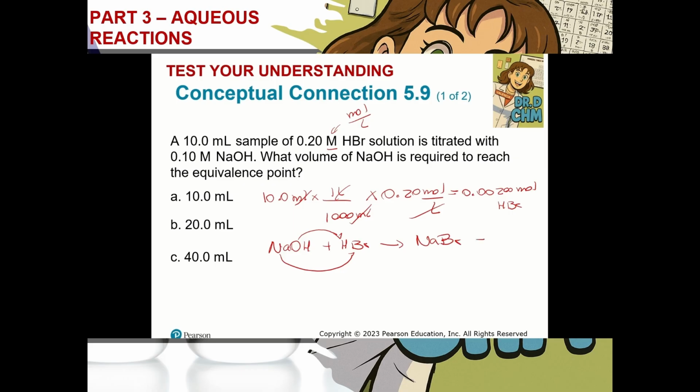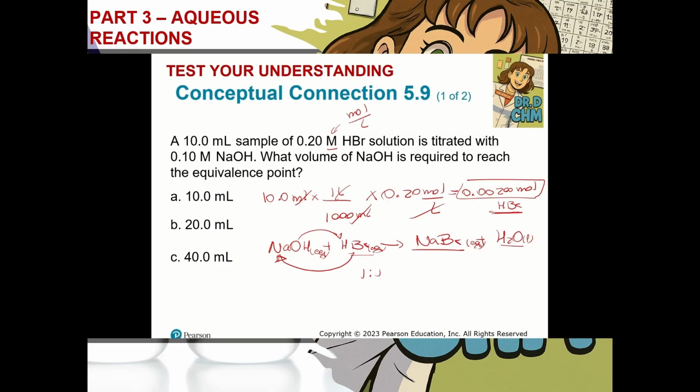NaBr plus H2O. Okay, so here what you have is water, liquid, and I have this. It's well balanced. So I have 1 per 1. So that means the same quantity of HBr, a hydrobromic acid, must react with the same quantity or moles of sodium hydroxide because they're 1 per 1. So I have 1 sodium hydroxide, 1 HBr over here.